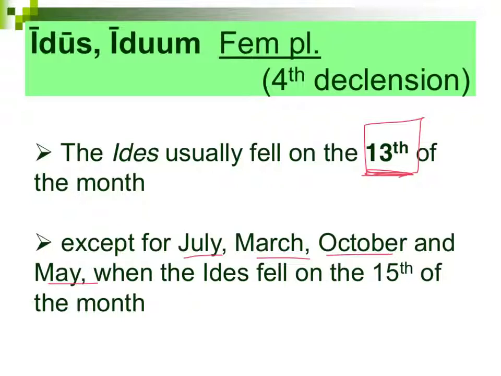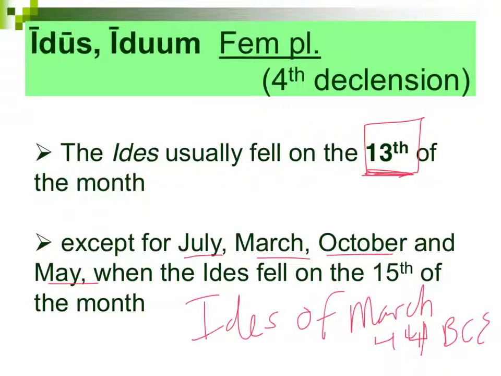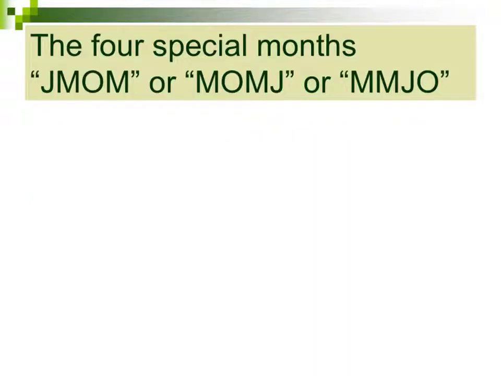And when was the most famous Ides? Right, the Ides of March in 44 BC. So the four special months are July, March, October, and May. Maybe we can call that J-Mom to remember, or Mom J, or in order MM Joe. If you think of a better mnemonic device, please let me know.